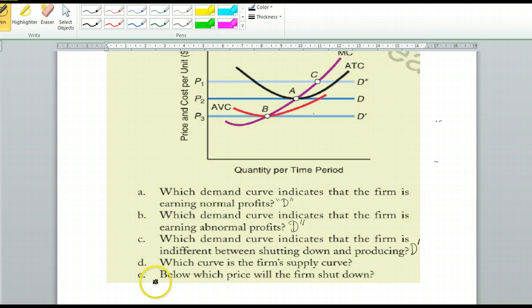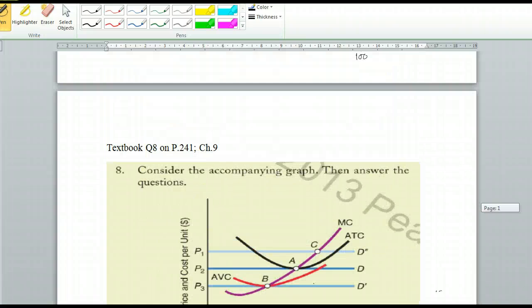Part E asks us, below which price will the firm shut down? Oh, well, that's quite simple. Below P3, this firm is going to shut down. That was too obvious.